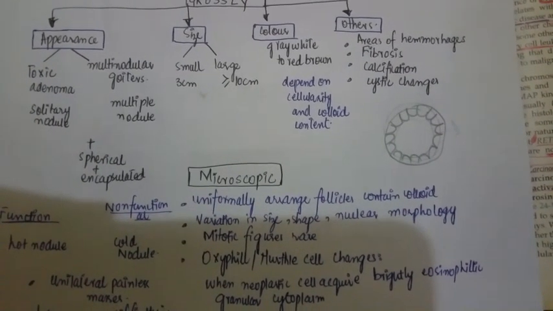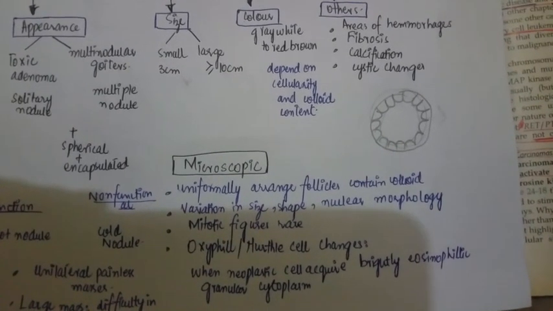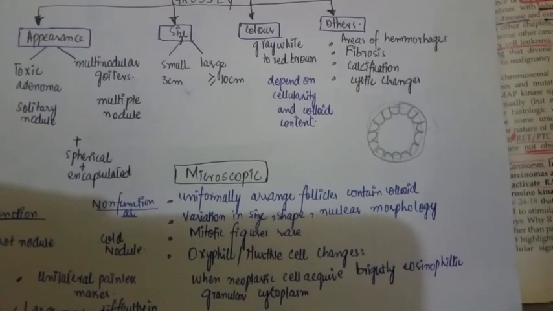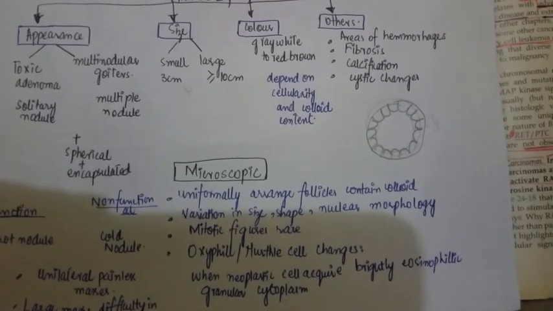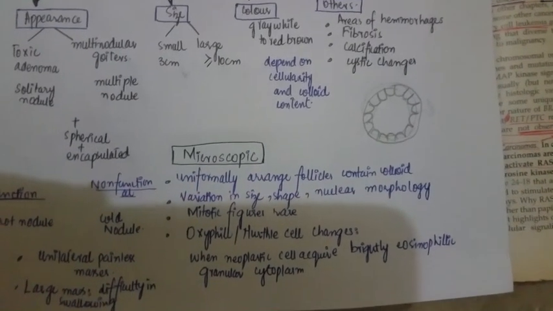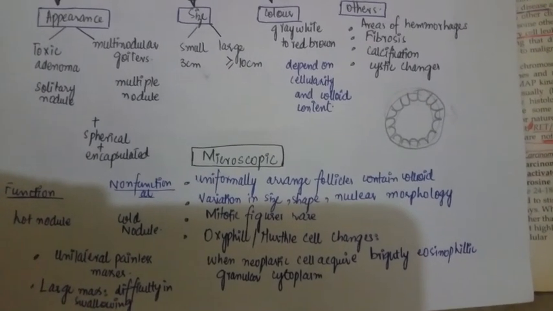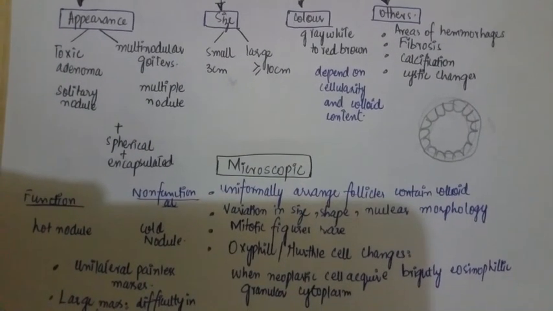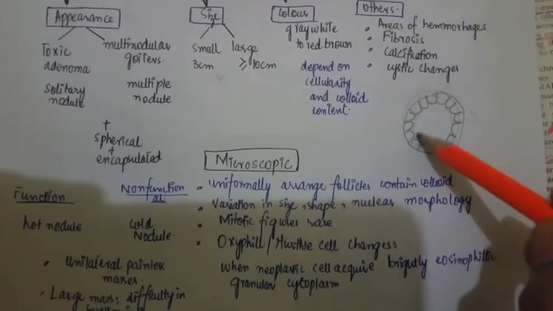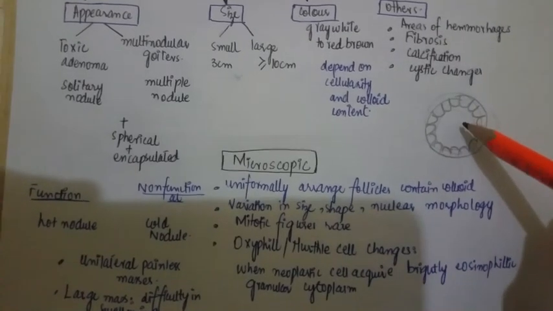Color wise, it's gray, white to red brown, depend upon the cellularity and the colloid content. Other changes will be areas of hemorrhages will be present in the adenomas, the fibrosis, the calcification and the cystic changes. What can be seen microscopically? Microscopically, we will see the uniformly arranged follicle contain the colloid. For example, this is the normal follicle in which the cells are uniformly arranged, the simple cuboidal epithelium, and the center it contains the colloid.